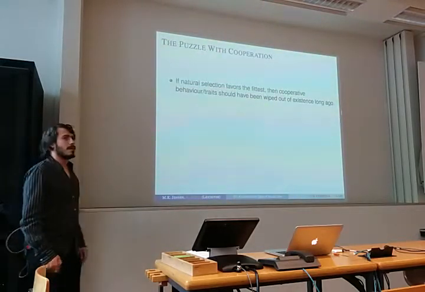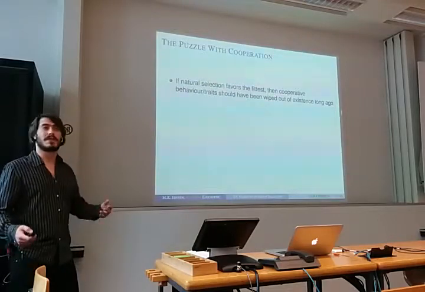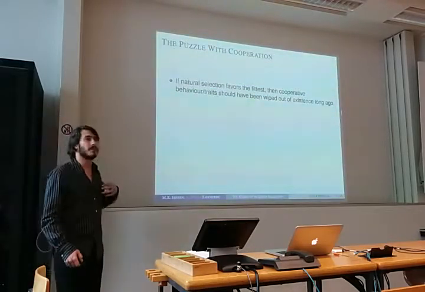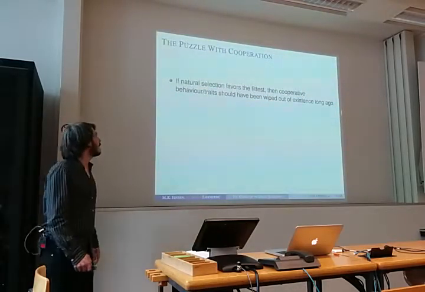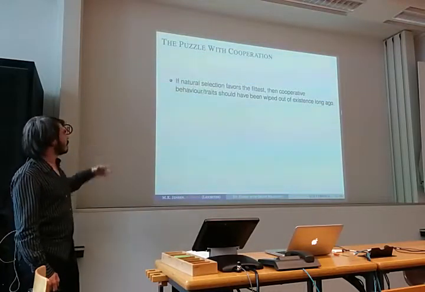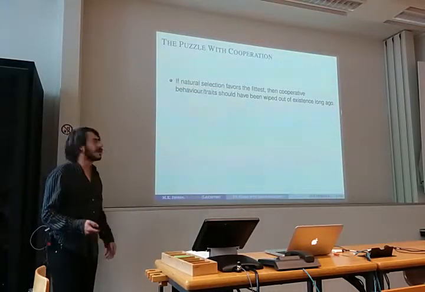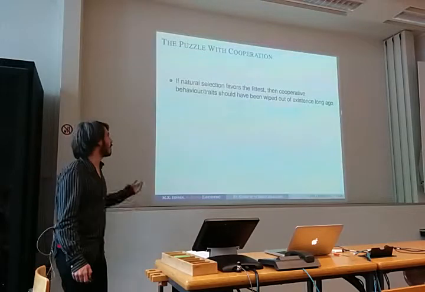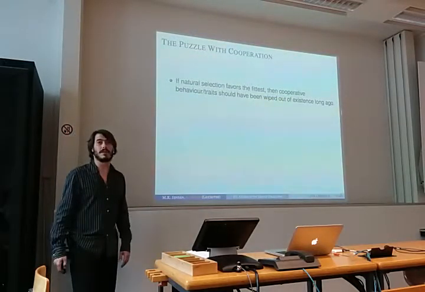Now, what is the problem, as we've seen? There's a puzzle that we see cooperative behavior, and if natural selection favors the fittest, then cooperative behavior or cooperative traits should have been wiped out of existence long ago.